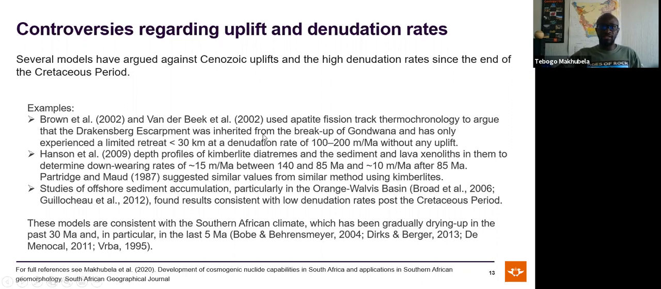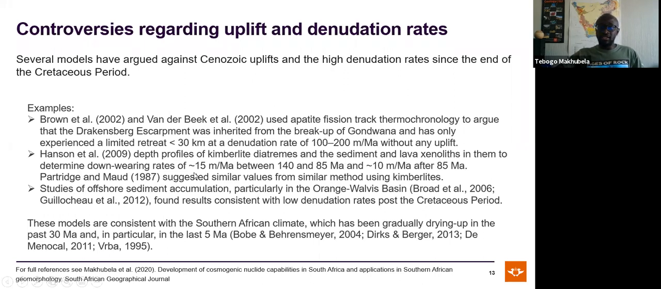is actually an inherited escarpment since the breakup of Gondwana in the Cretaceous, and that the retreat has been limited to less than 30 kilometers with a denudation rate for the downwelling rates of up to 200 meters without any uplift in the Cenozoic. Other studies have actually supported these using depth profiles of kimberlite diatremes in the sediment and lava xenoliths in them.